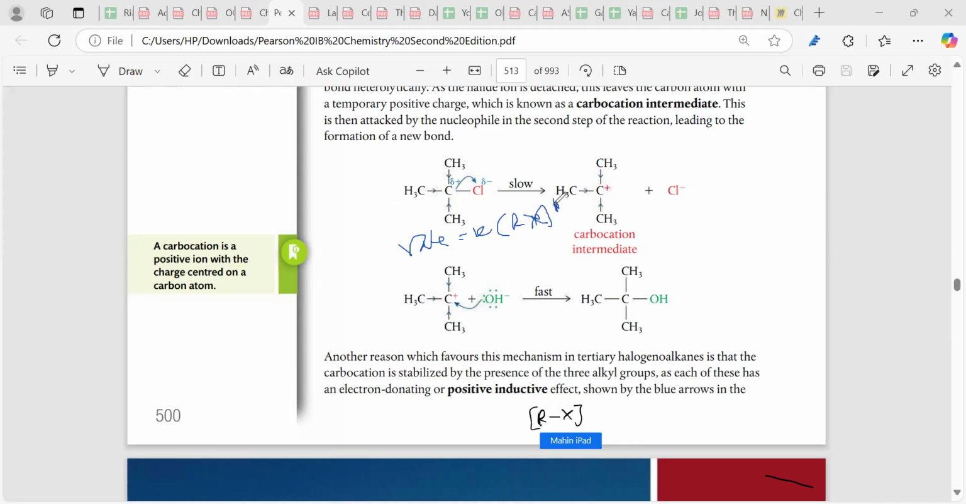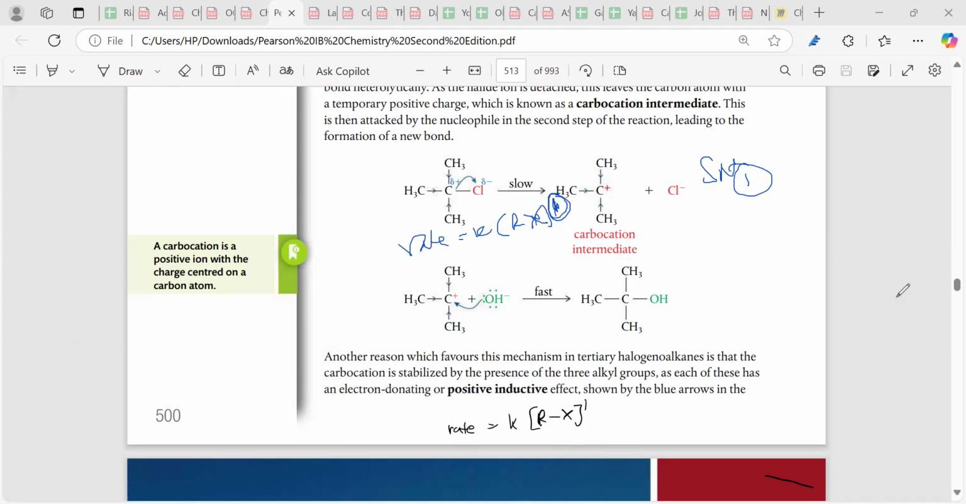Rate equals K RX to the power of 1. Is it clear? So it's a very important part we noted. Now, this is a unimolecular reaction. So SN1. Understood?